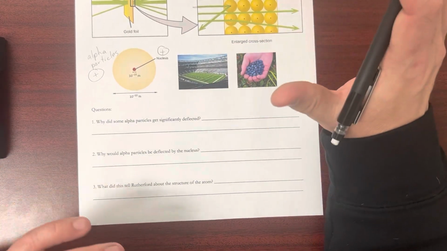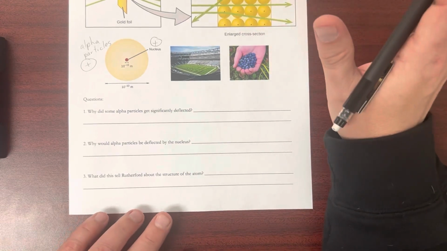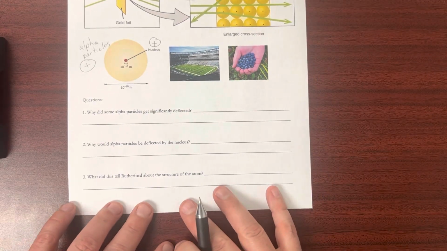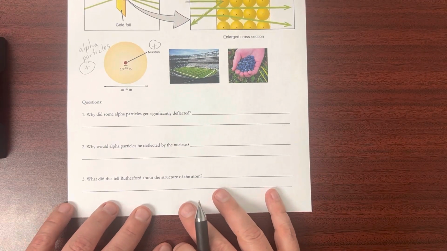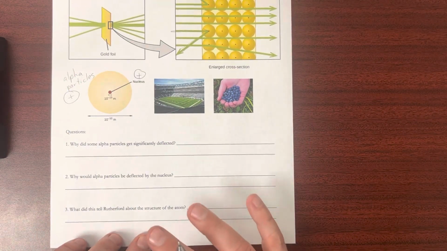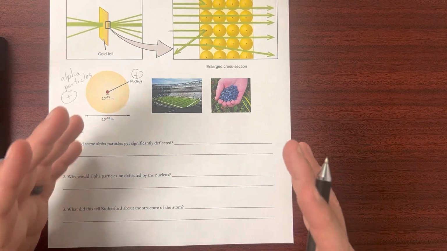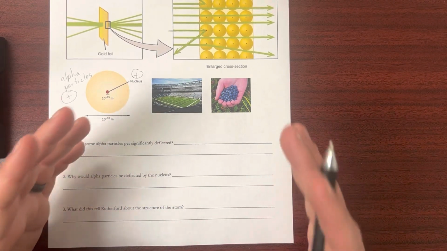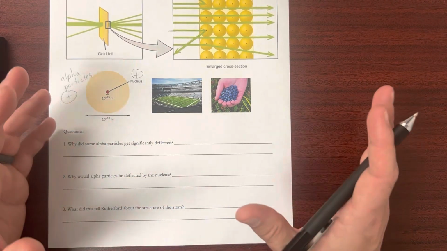So this told Rutherford that the plum pudding model was incorrect. It told him that most of the atom was empty space. So there was this huge portion of the atom that was just empty.